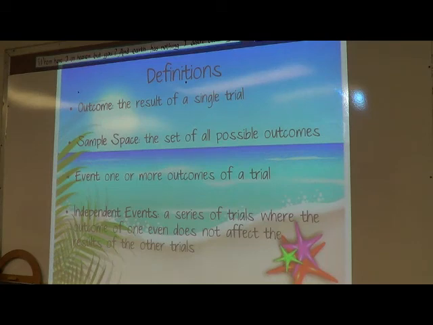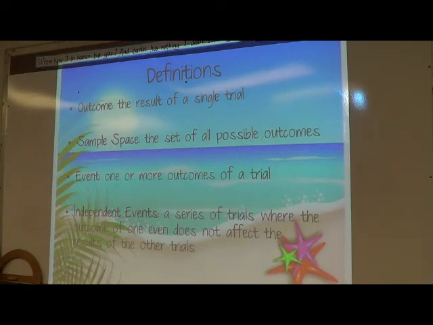An outcome is just the result of a single trial. Sample space is the set of all possible outcomes. An event is one or more outcomes of a trial. So if you're flipping a coin, heads would be the outcome. If you flipped it and got heads, that would be the event. So the outcome is what you could get. The event is getting the heads or the tails.